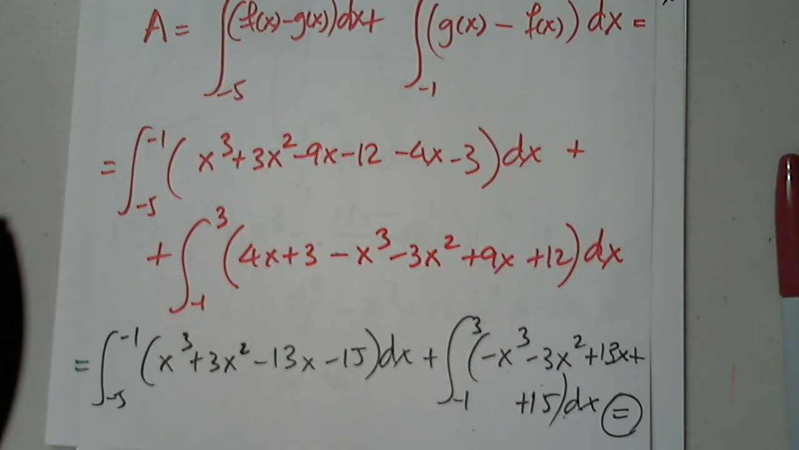So we have x to the third, and then plus 3x squared, and then minus 13x, and then minus 15, although sometimes just plugging this in takes more time. And then plus, from -1 to +3, we have negative x cubed, and then -3x squared, and then plus 13x, and then plus 15, and finally dx. Okay, please give me a number. Anything, I'll write it in. Thank you, 128. Awesome.